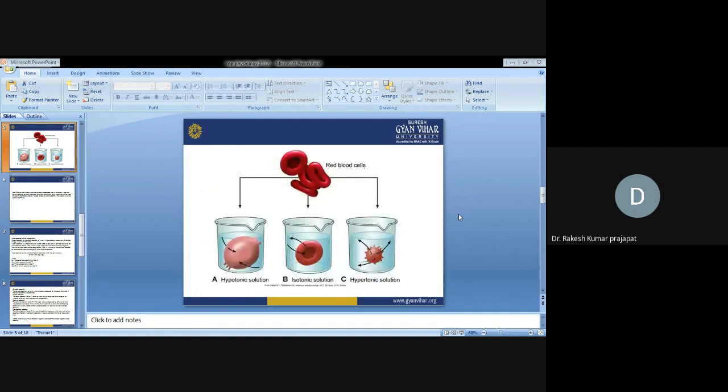With a diagrammatic representation of hypertonic and hypotonic solutions: if we place a red blood cell in a hypotonic solution, water will move into the cell and the cell will swell. In isotonic solution, there is no change in the cell. But in hypertonic solution, water will exit the cell and the cell will shrink.